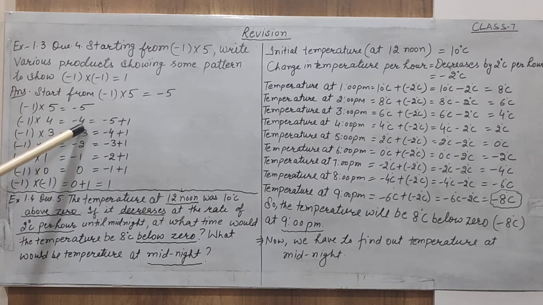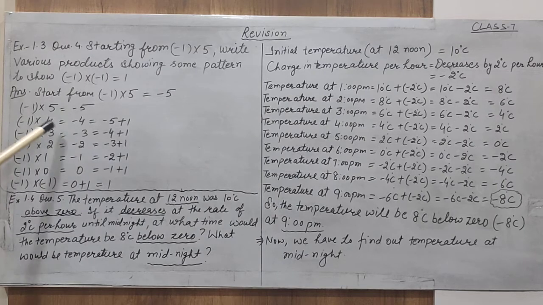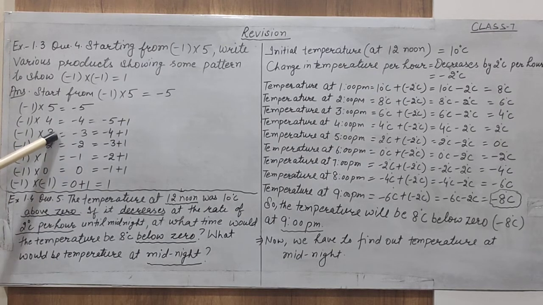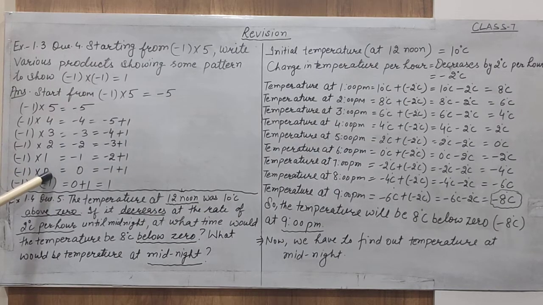The result is minus, obviously. As the result here is minus 5, in this case the result is minus 4. Minus, and 1 is multiplied with 4, the result is minus 4. Similarly, the next decreasing number is minus 1 multiplied with 3, the result is minus 3. And so on, up to 0. Let us understand up to 0. Then the decreasing number is 2, then the decreasing number is 1, then 0.